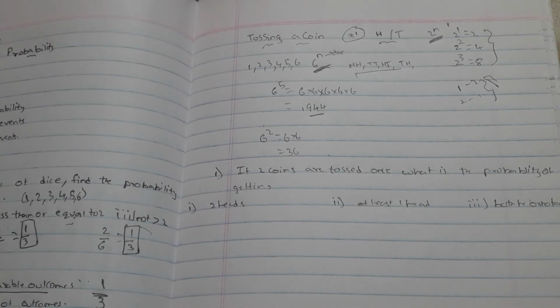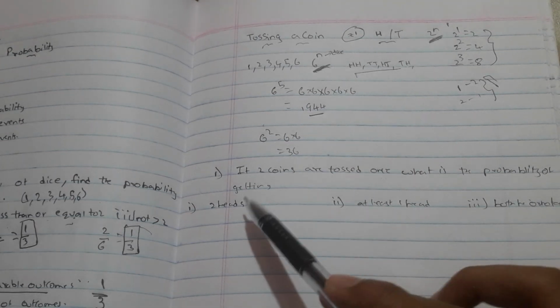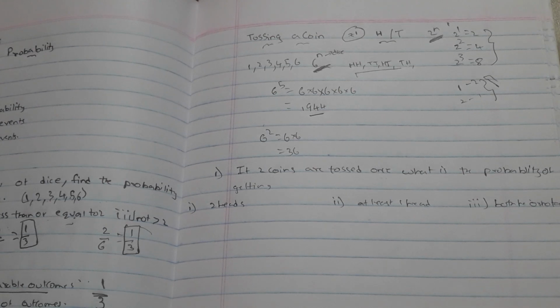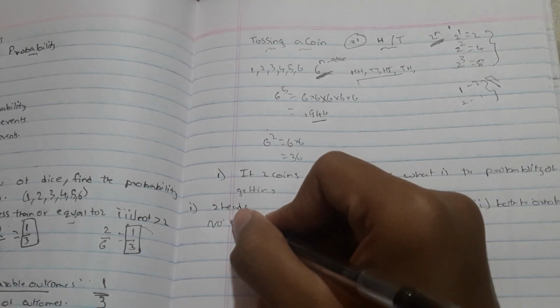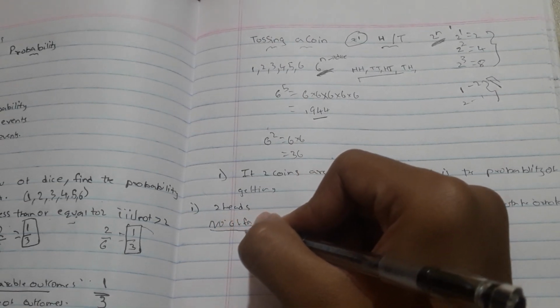See here, the question is: if two coins are tossed once, what is the probability of getting two heads, at least one head, both heads, or both tails? What is the probability of getting these things? First, two heads. To get that, first you need to apply the formula. In our previous video we discussed that it is the number of favorable outcomes divided by the total number of outcomes.